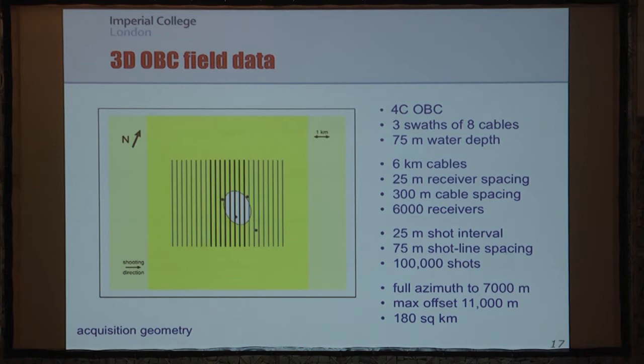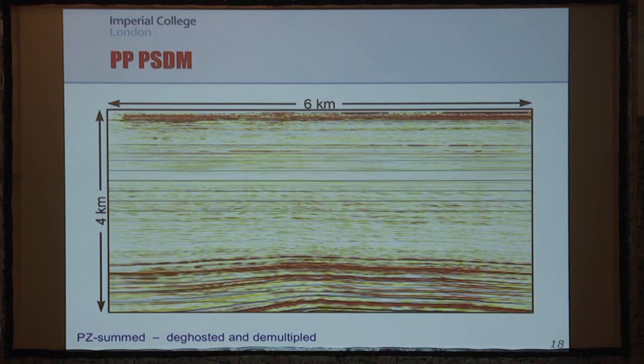So you don't need huge HPC systems to handle this particular data set. We can run this reasonably easily inside Imperial College. So that's what the data set looks like. The data, when it's all stacked conventionally, looks like this. This is 4 kilometers deep, 6 kilometers across.